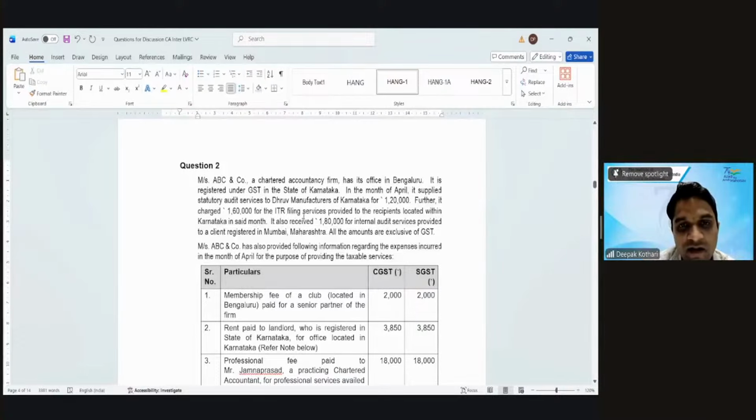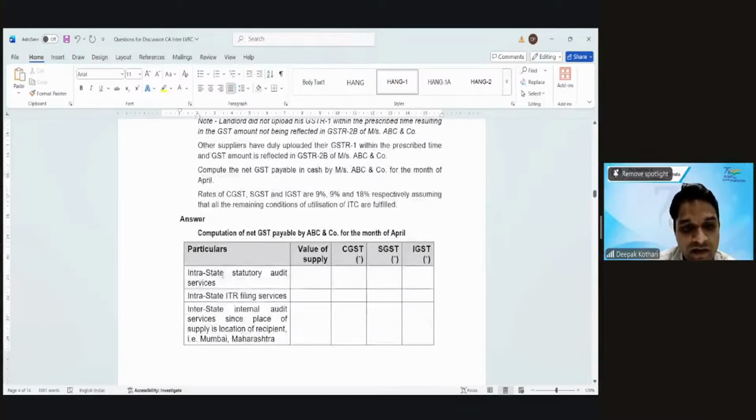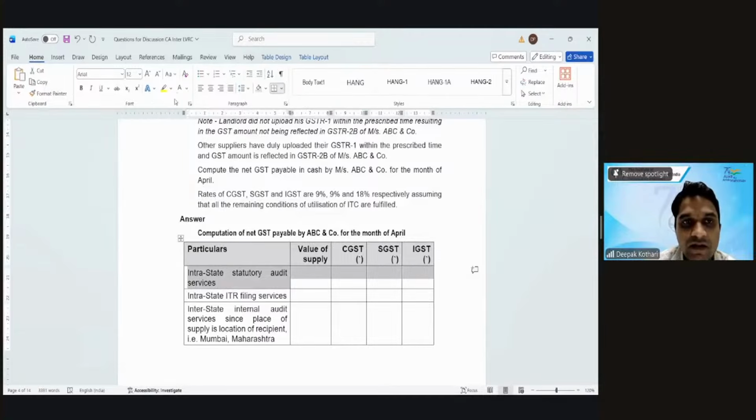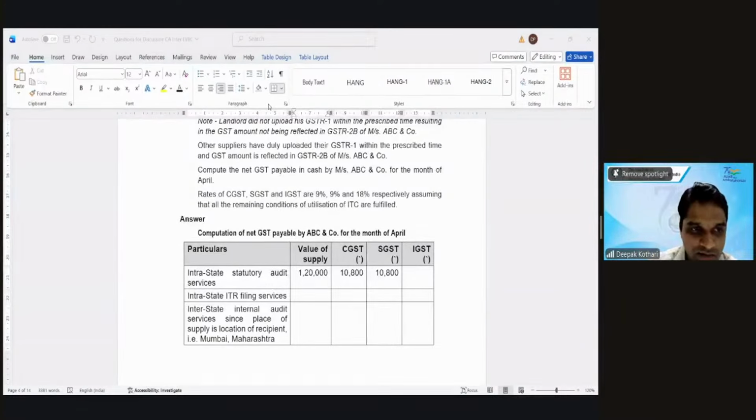Statutory audit is provided for 1,20,000 rupees. So it is intra-state statutory audit, because the customer is also within the same state. Once you mention the value, then it becomes easy to calculate. So you can have a column. When you do the working out, you have to have proper columns so that it becomes clear.